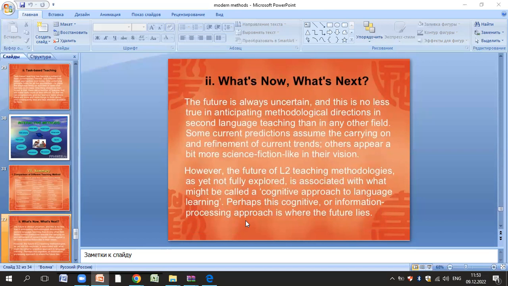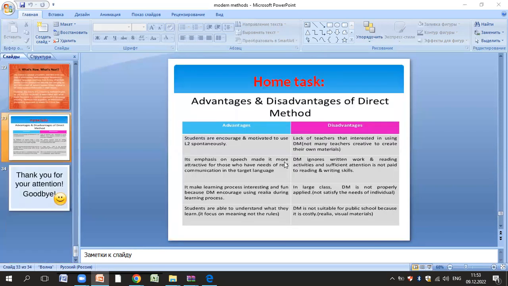What's now? What's next? The future is always uncertain, and this is no less true in anticipating methodological directions in second language teaching than in any other field. Some current predictions assume the carrying on and refinement of current trends, and others appear a bit more science fiction like.